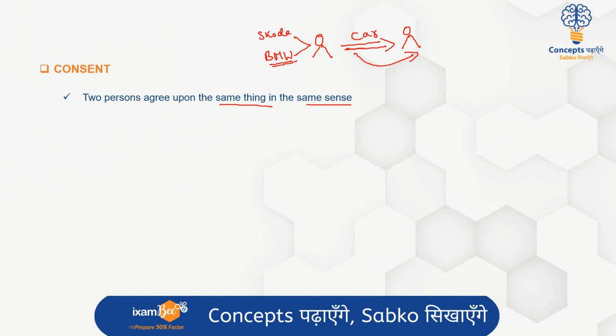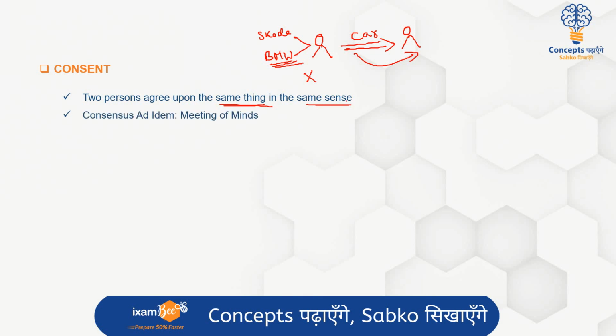यहाँ पे मैंने उसे ऑफर दिया अपने Skoda कार को सेल करने के लिए. मेरे फ्रेंड ने ये सोचा कि मैं उसे ऑफर दे रही हूँ BMW के लिए because I just made an offer to him that I want to sell my car to you, to which my friend agreed, okay, I'll purchase your car. So यहाँ पे क्या हम कह सकते हैं कि consent है parties की? No, there is no consent because they are not agreeing upon the same thing in the same sense. So यहाँ पे consent नहीं है because we are not agreeing upon the same thing in the same sense.